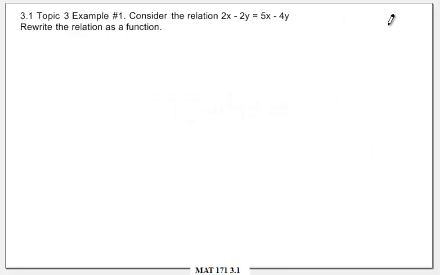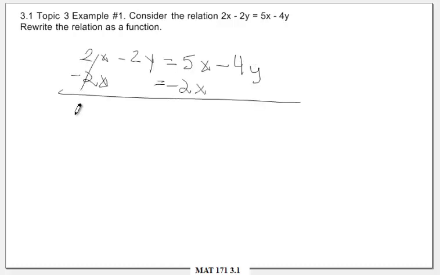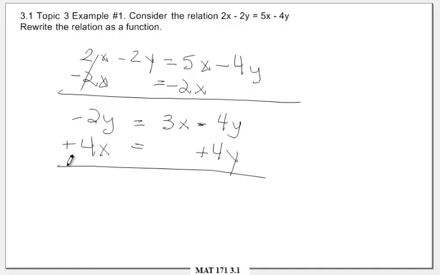So for our first example in topic 3, we want to consider the relation 2x minus 2y equals 5x minus 4y. Rewrite the relation as a function. So let's copy our relation. Our goal here is to solve for y. We want to have y on the left. So I'm going to subtract the 2x from both sides, and that'll leave me with negative 2y is equal to 3x, because 5 minus 2 is 3, minus 4y. Now I'm going to move the y to the left by adding 4y to both sides. And that leaves me with negative 2 and a positive 4 will give me 2.